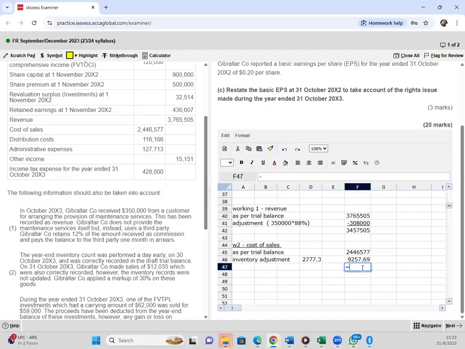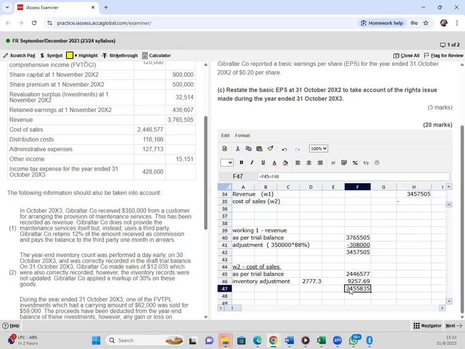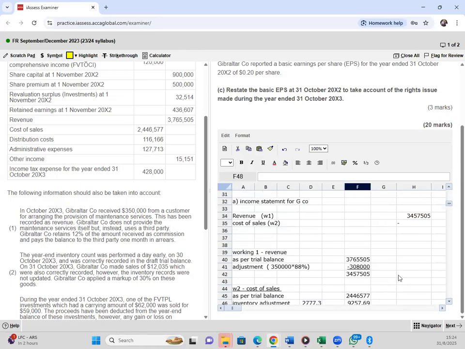Okay, so from there, we then add up. That would be the cost of sales figure. For our cost of sales figure, if we have nothing else affecting cost of sales, we are just going to put that amount. But if we come across any adjustment that affects cost of sales, we'll come back to this calculation.